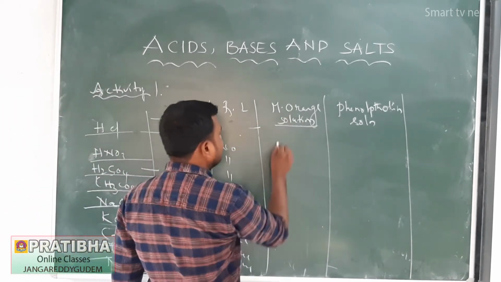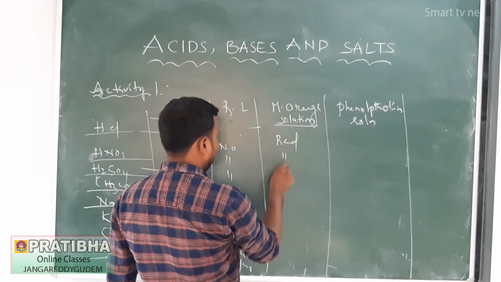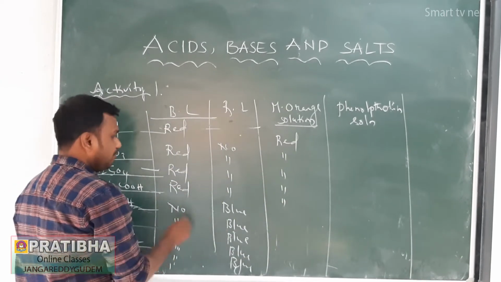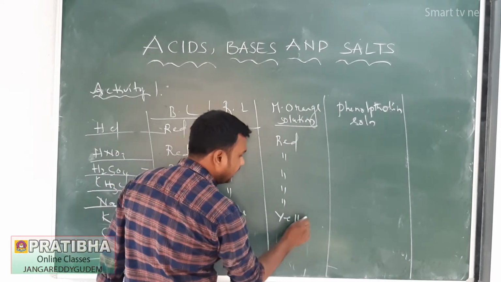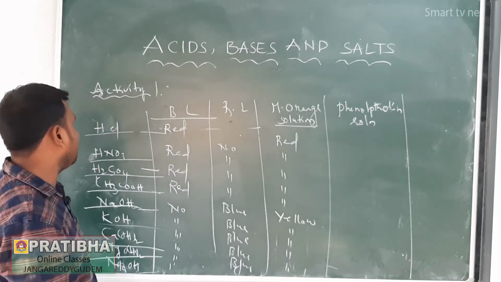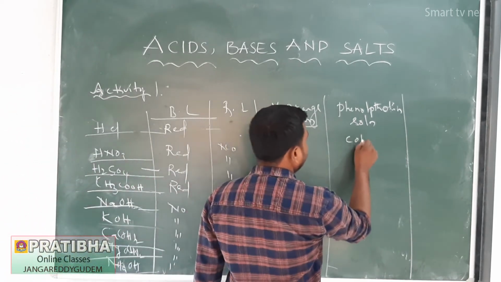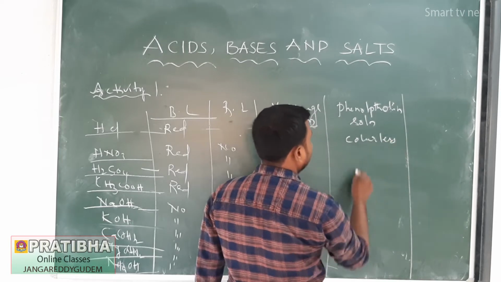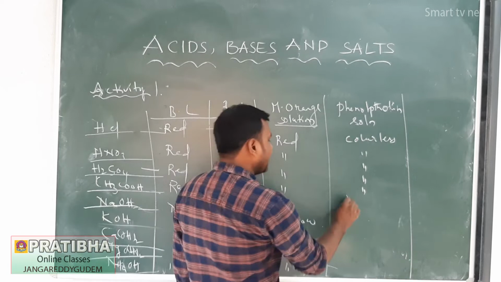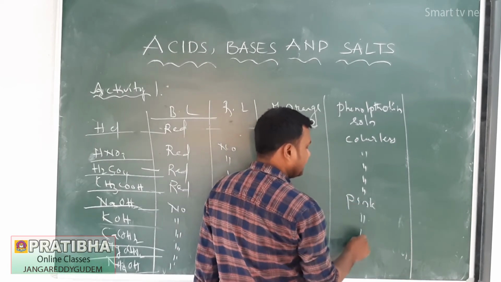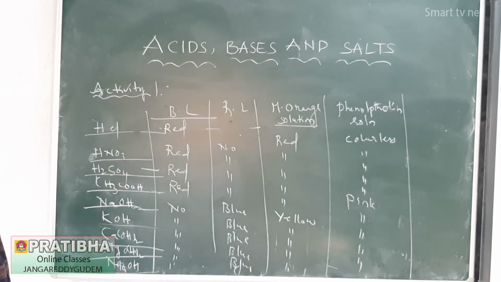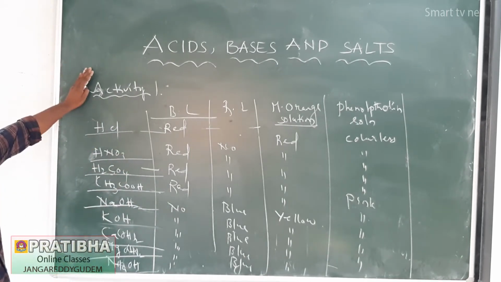Methyl orange in acids gives red color, and in bases it gives yellow, that is orange yellow. Phenolphthalein is colorless in acids, and in all bases it gives pink color. This is the table in activity 1.